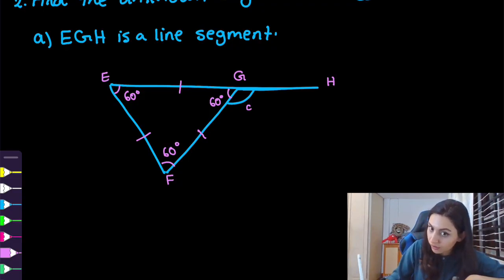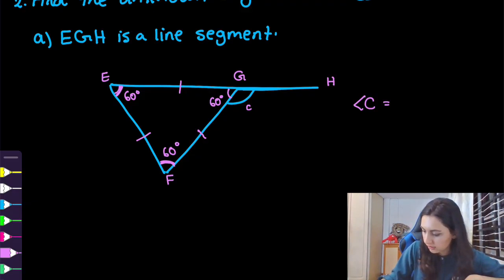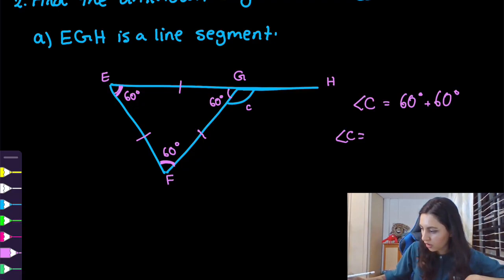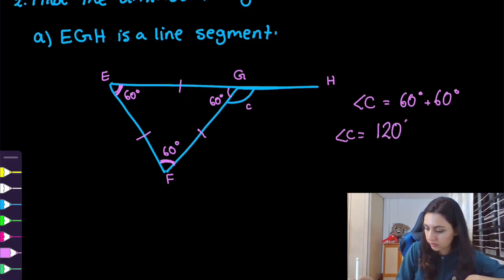And then I know from the last video, angle C equals the two opposite angles inside the triangle, so 60 degrees plus 60. So how much did you get? 120 degrees. So angle C is 120. That's the first way.